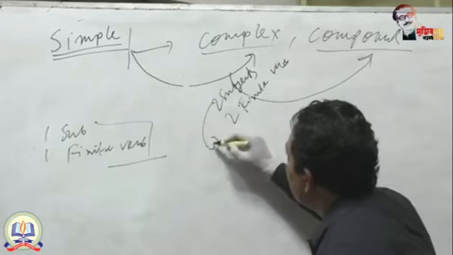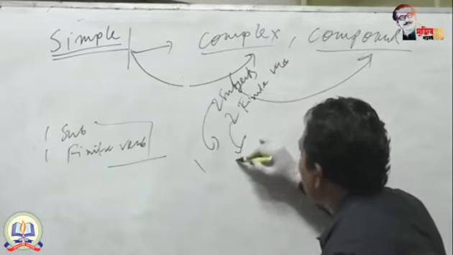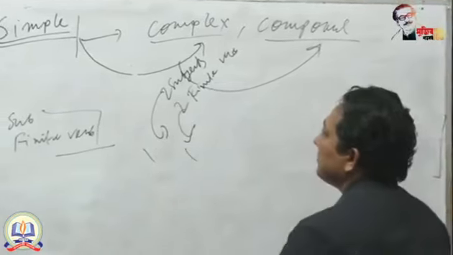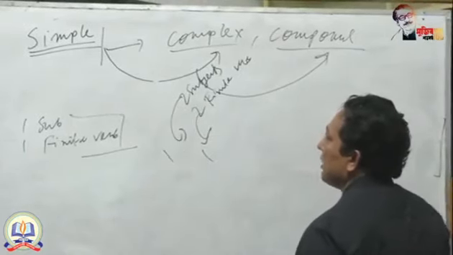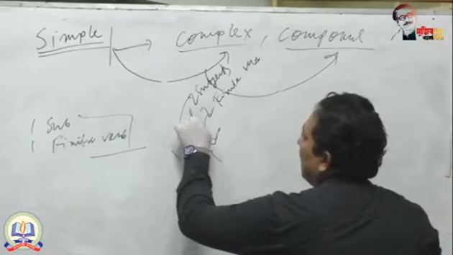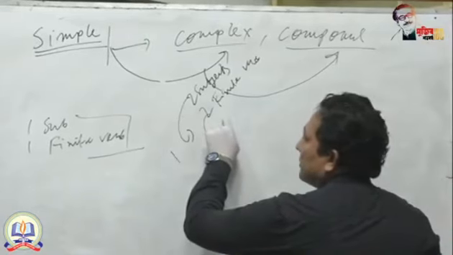You have to make one finite verb. That means this is a problem for the students that sometimes arises. What is that? Two subjects, two finite verbs.